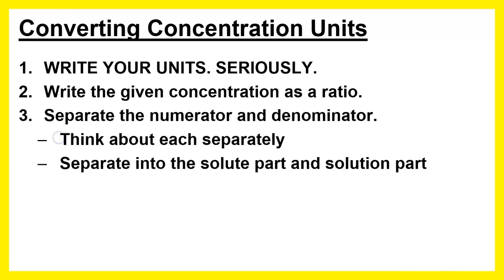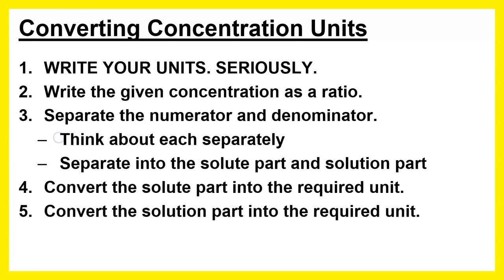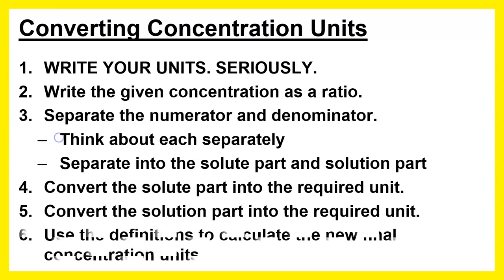And once you write it as the ratio, once you have all of your info written as a ratio, you can separate it into the numerator and the denominator, and you can think about each part separately. Because one of those numbers will tell you info about the solute, and one of those will tell you about the solution, typically. Maybe the solvent, right? But usually the solution. And when you see them written separately, as a numerator and a denominator with their units attached, you can then convert each piece separately. And then you can combine those pieces back together to get your final answer.